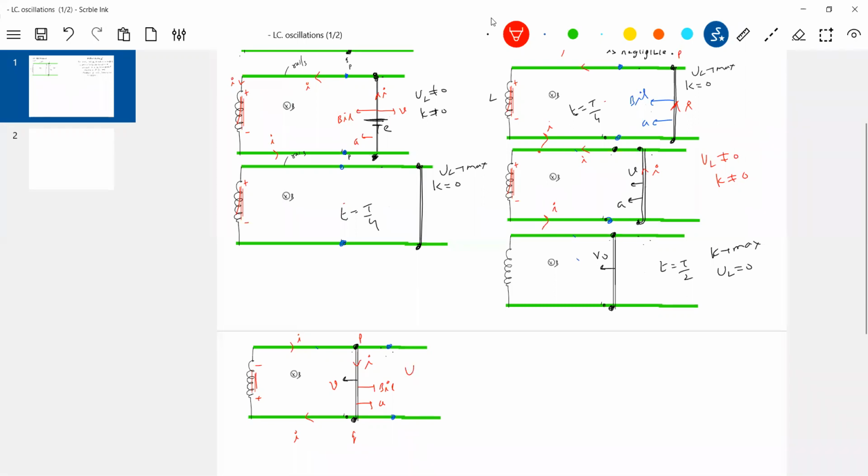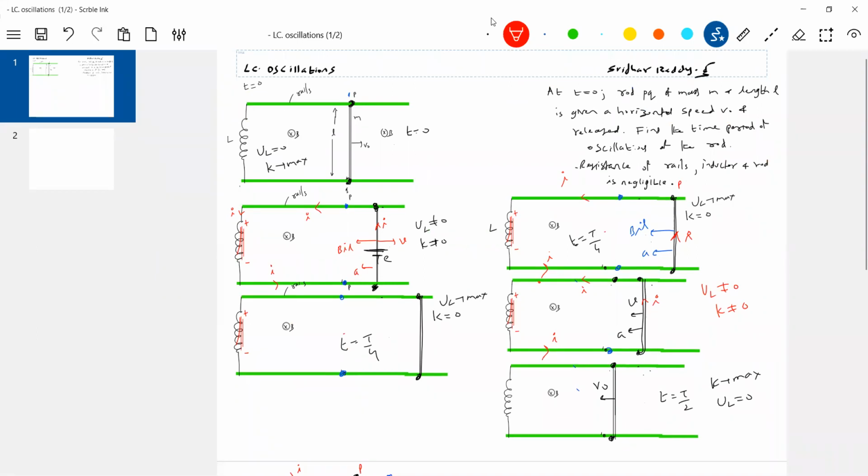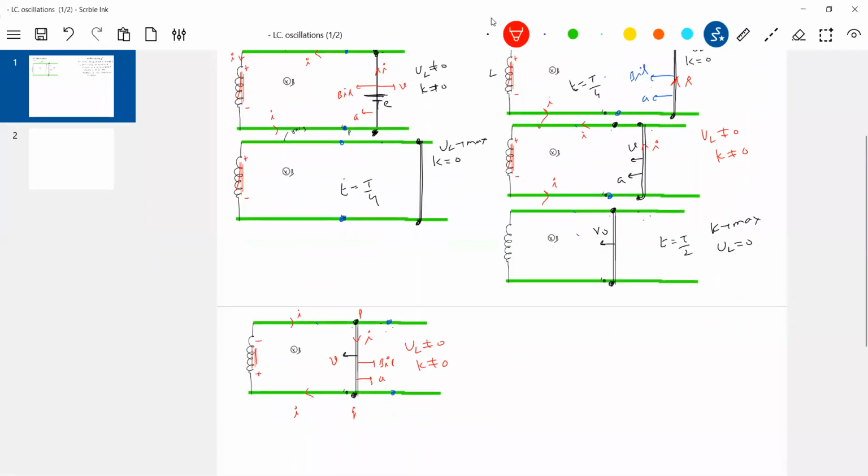So here again, if you check it, U_L is non-zero, K is non-zero. At the left extreme, it will come to instantaneous rest. Again, what happens? The current will try to flow in the same direction. And finally, after the left extreme, again it will come back to this one. So I think I've shown enough diagrams. You can further follow the diagrams. With this much idea, we have to find out the time period of oscillation. So how to get the time period of oscillations?